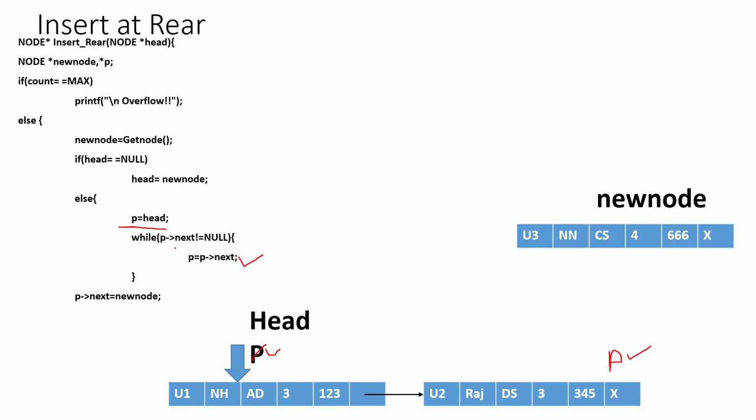Once P has reached the last node, what to do? P of next equal to new node. That's all. Return that node. So you created a linked list by inserting a new node at the rear end. Front insertion and rear insertion are over.